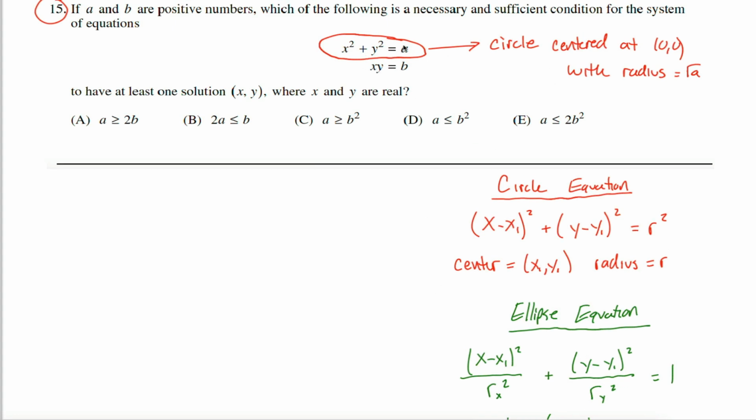It's a common mistake to think that the radius of this circle is a. It's not. It's the square root of a, because the number over on the right side of the equation is not the radius. It's the square of the radius. So look at this and think r squared equals a, therefore r equals the square root of a.